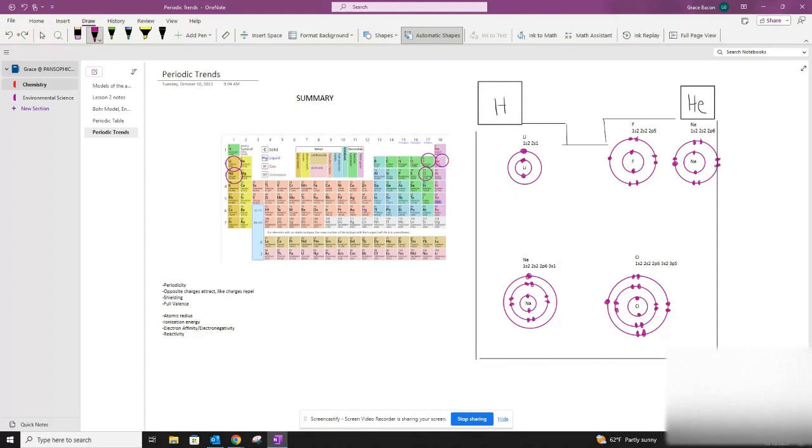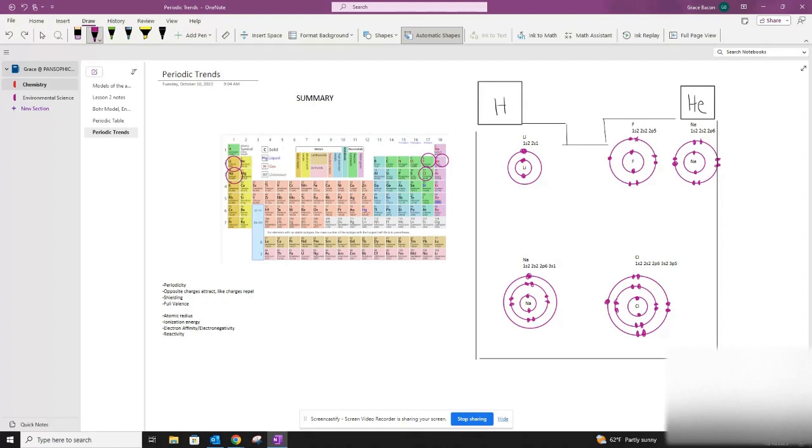So let's talk about each of these things as well. We remember that opposites attract and like charges repel. That's going to be really important when we're thinking about our periodic trends, because inside our nucleus, we have a dense positive charge, and then these electrons have a negative charge. So as we move throughout the periodic table, the more protons we have, so the higher our atomic number, the more positive charge we have, and therefore the more attraction we have between the protons and the electrons.